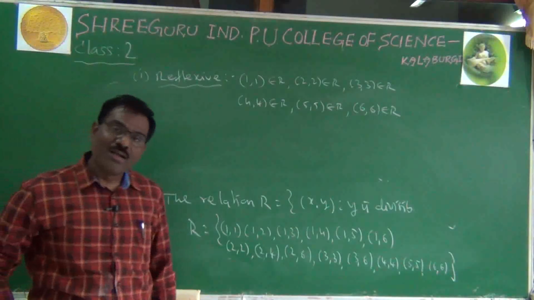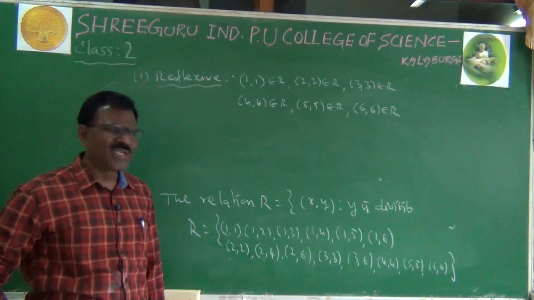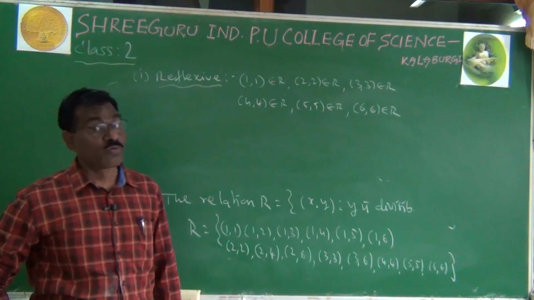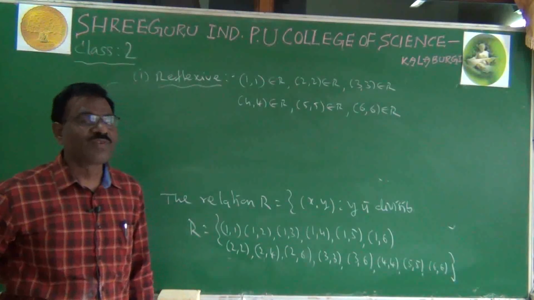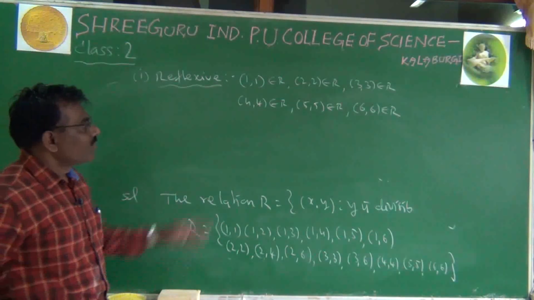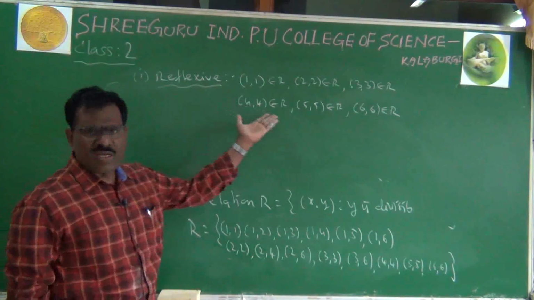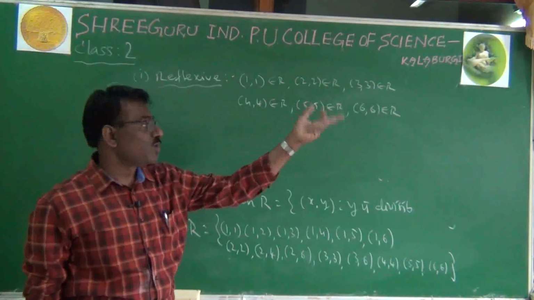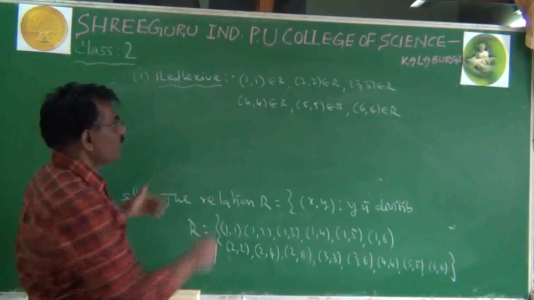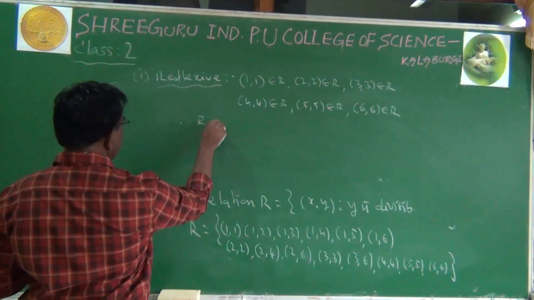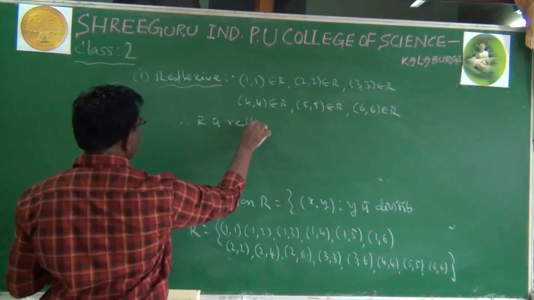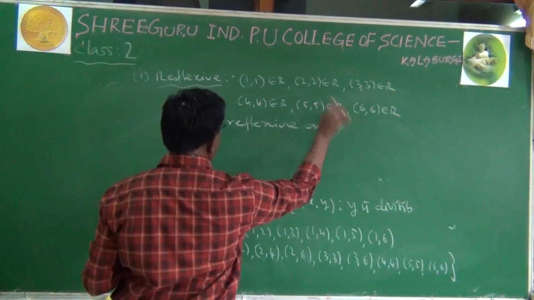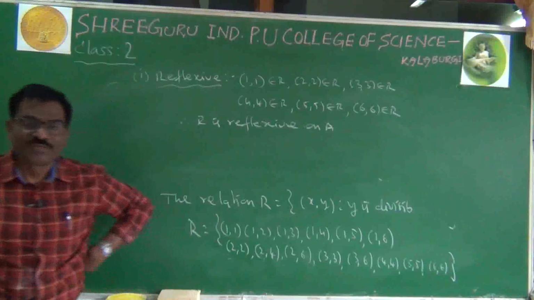Here I am taking all of them because only 6 ordered pairs are possible. In the previous question, 14 ordered pairs were possible, up to 14 numbers, so it was very difficult. Here there are 6 ordered pairs. You can even write dash dash: (1, 1) belongs to R, dash dash dash, (6, 6) belongs to R. Therefore, R is reflexive on A.